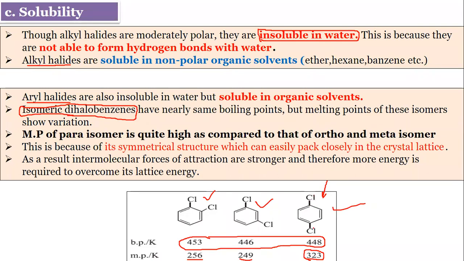We can see here chlorine and chlorine. So due to this symmetrical structure, what happens? The intermolecular forces of attraction are stronger. The reason is given here. Because of its symmetrical structure, it can easily pack closely in the crystal lattice. Due to this, intermolecular forces of attraction are stronger. Therefore, more energy is required to overcome the lattice energy. So this is the reason why para dichlorobenzene has the higher melting point, remember.